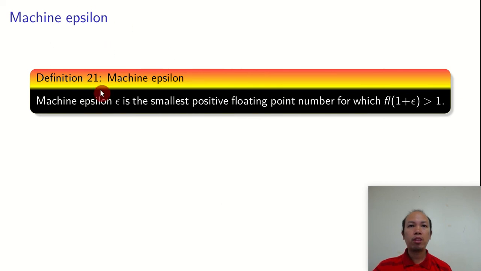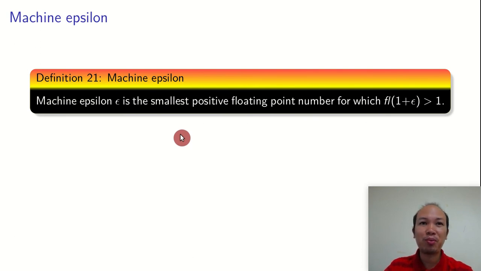Our next topic will be the lecture about machine epsilon, and I guess we are only left with maybe 2 to 3 topics. And then we are done with chapter 1. So we can now proceed to chapter 2.